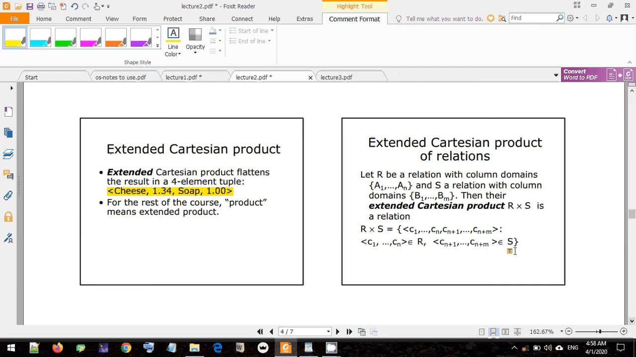Extended Cartesian product of relations. Let R be a relation with column domains A1 to An and S be a relation with column domains B1 to Bm. Then the extended Cartesian product R multiplied by S will give us a relation R by S such that C1 to Cn, Cn plus 1 to Cn plus m, where C1 to Cn belongs to the relation R, and Cn plus 1 to Cn plus m belongs to the relation S.